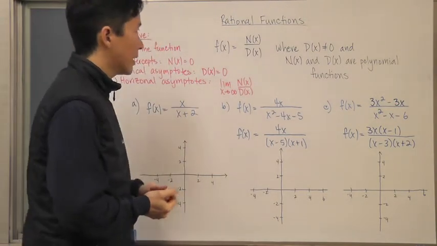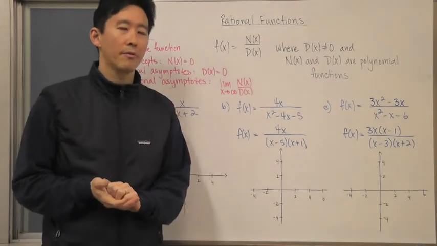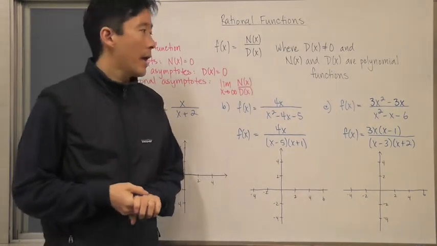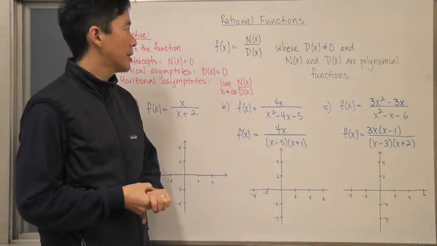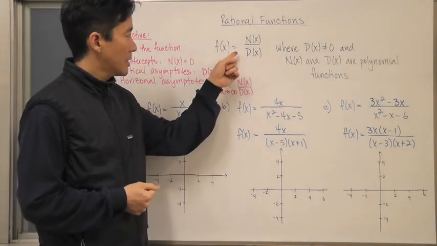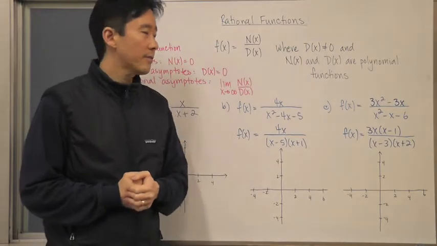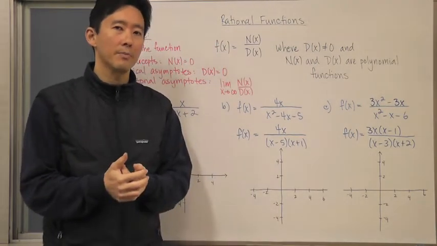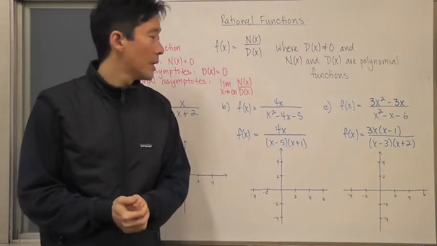So what we're going to do is take a look at a special type of function, and this function is going to be a rational function. And the rational function, by definition, is f of x equal to the numerator function of x divided by the denominator function of x. And that's why we're calling it a rational function, because you have a ratio of two functions.